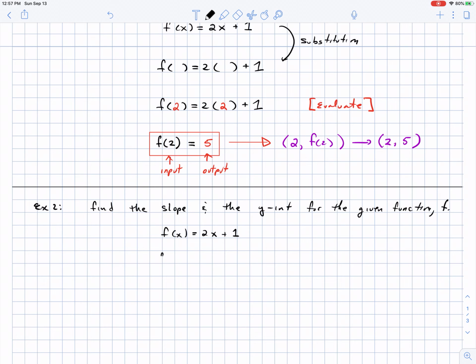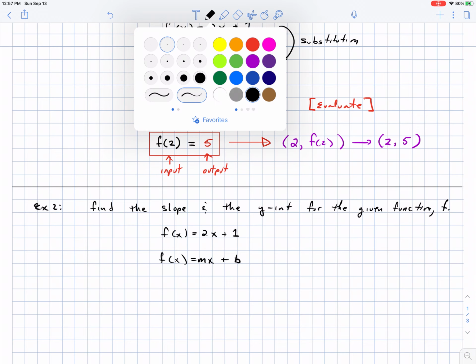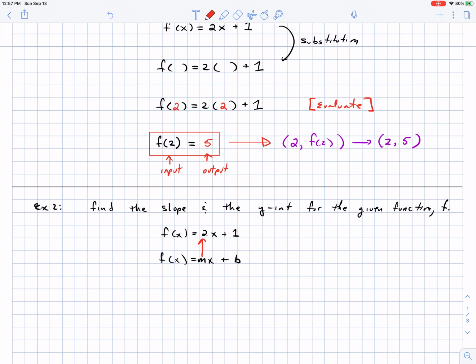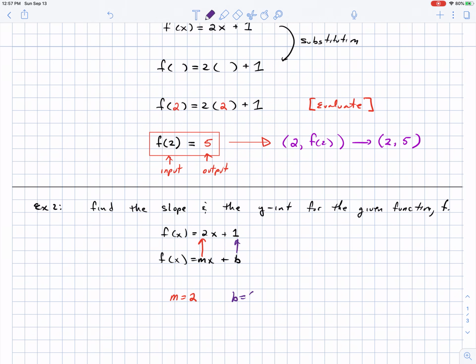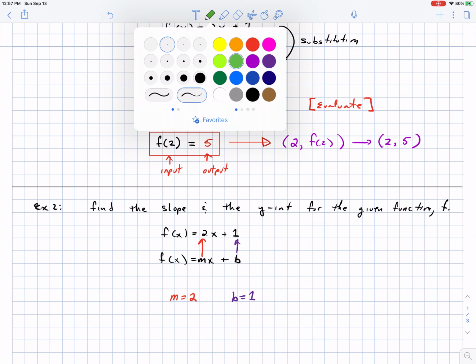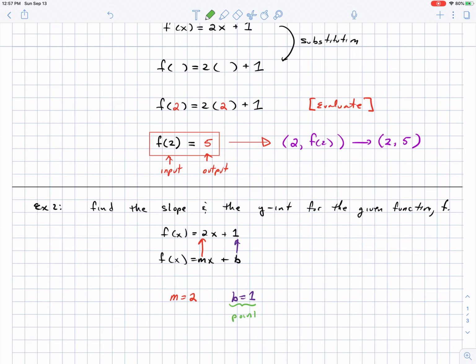Well, if we remember our slope-intercept equation, then it becomes quite clear that if we line them up, m is really 2, so the slope would be equal to 2, and the y-intercept would be equal to 1. Now, the y-intercept is a point, so we have to keep that in mind. This tells us that we cross the y-axis at 1. Well, when we're on the y-axis, the x value is 0. So in this case, we know that our y-intercept is at 0, 1. Not just 1.